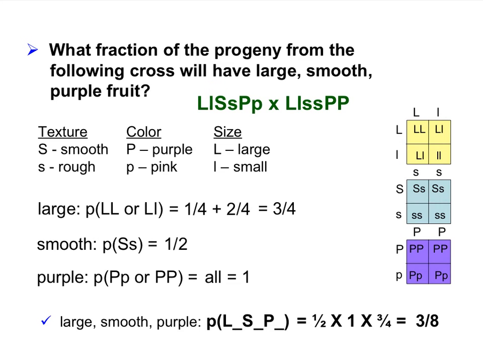Where this is heterozygous in both of them for large. So large, you have 3/4 of a chance to get large. You have 1/2 a chance to get smooth, and 100% chance of getting purple. So what are the chances of getting all 3? When you hear the word and, you're multiplying them because you want to know what are the chances of having all of them together. So 1/2 a chance for smooth, 100% chance for purple, and 3/4 of a chance for large gives you the total of 3/8. So it's a 3/8 chance, and notice that this is a trihybrid. So these are 3 genes.